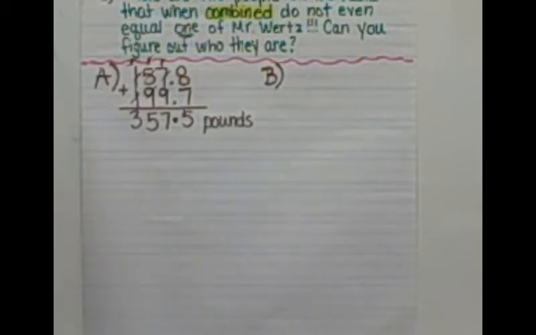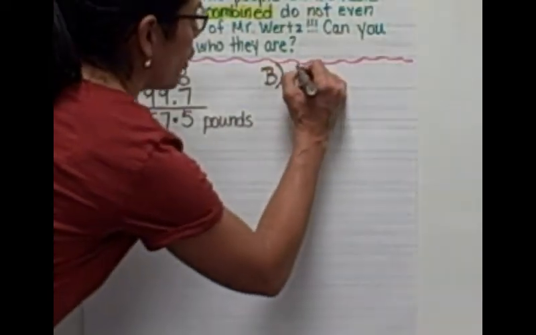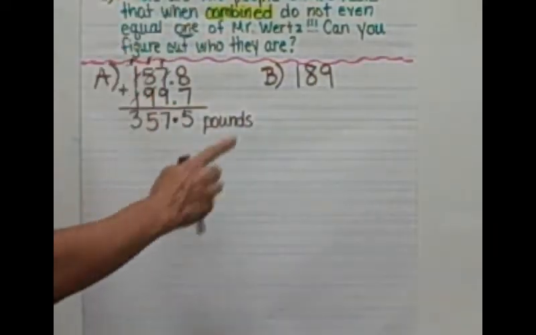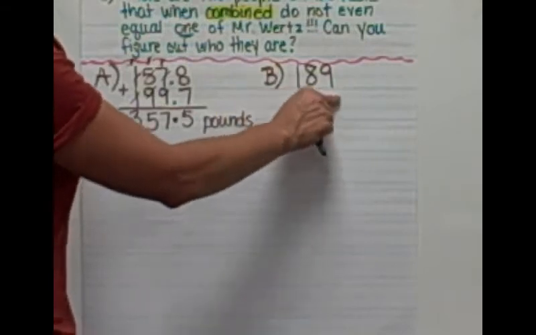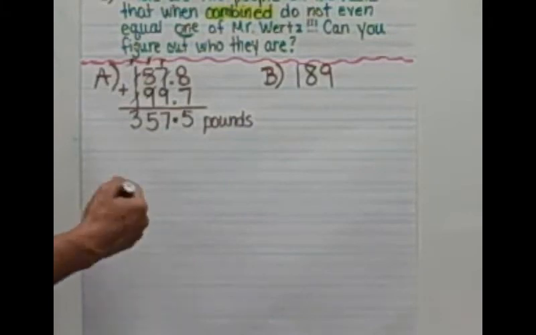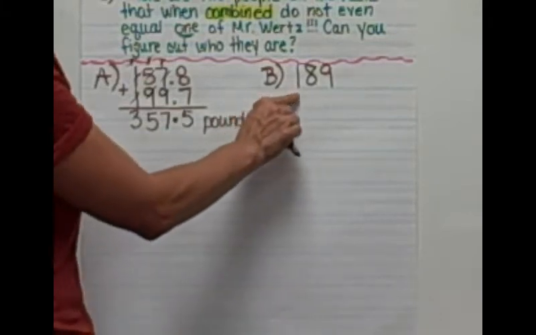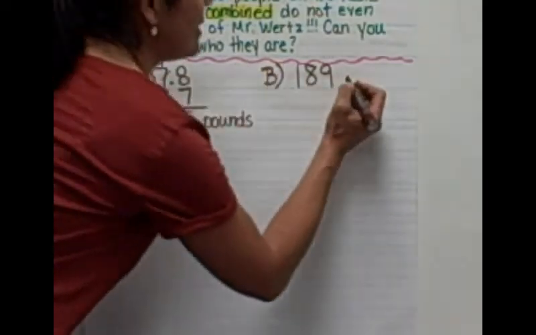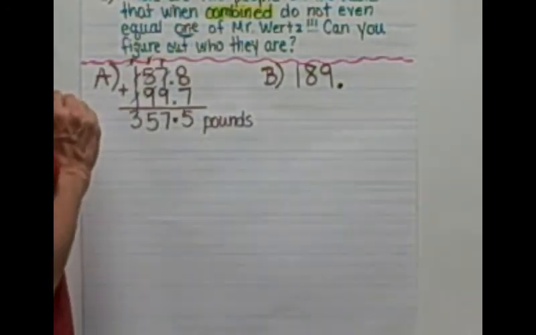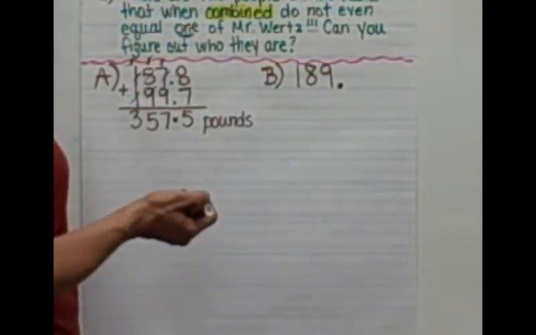So the word that was highlighted here was difference. Difference tells you to subtract. So difference equals subtraction. Mr. Lucero weighed 189 pounds. Now what I notice here is that this is a whole number. He was the only one in the group who did not have a decimal in his weight. So I hope you all remembered that in a whole number, the decimal goes at the very end. That is the only place we can put it so we don't change the value of the number.